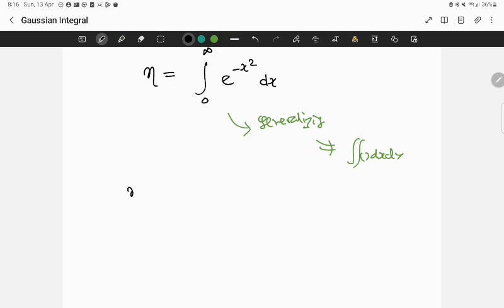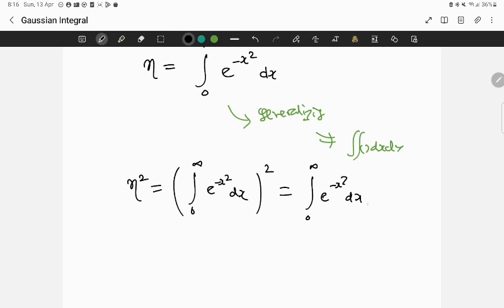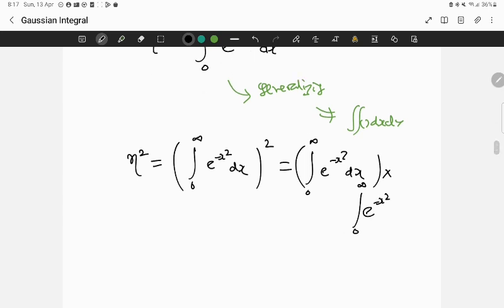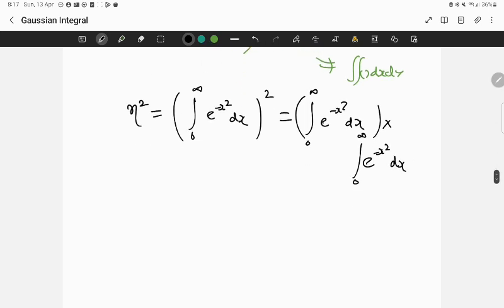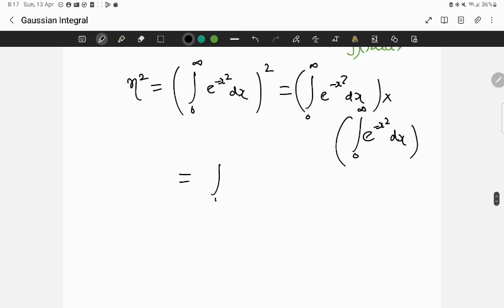Okay, so what we will do is, let's say we square this integral. Then we can rewrite this as the integral times the integral from 0 to infinity of e to the power of minus x squared dx, right? Now we can always change one of the variables, and we'll just change one of the variables to y.